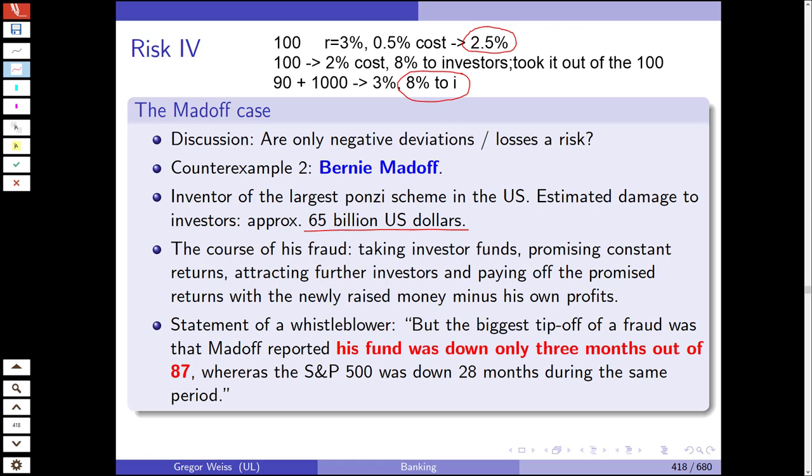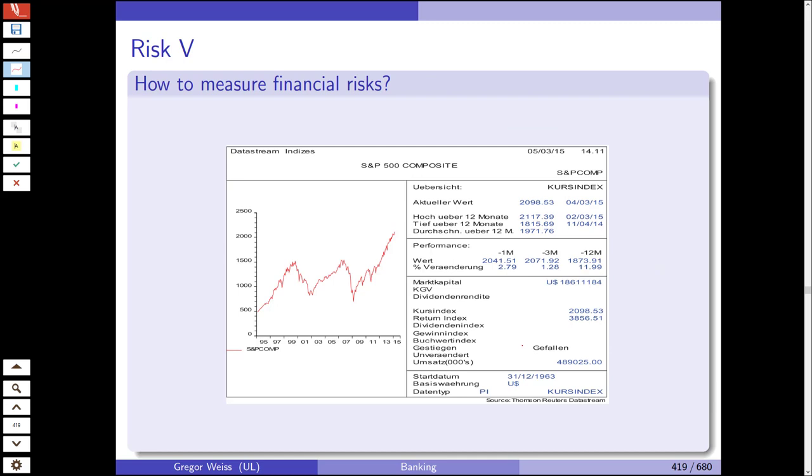So again, it was too good to be true. Every time as a risk manager you see something is off, even if it's a positive deviation, if it's a profit, be suspicious, and then you might see a risk as well. Now, how to measure financial risk?